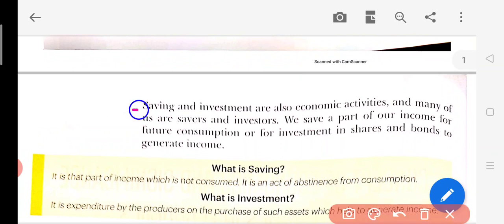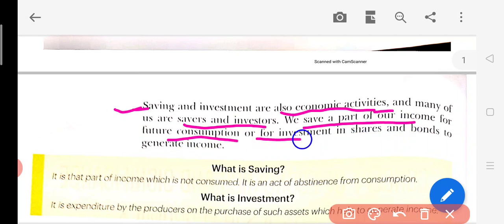Now saving and investment are also economic activity. This is the third thing here. Many of us are savers and investors. We save part of our income for future consumption or for investment in shares and bonds to generate income. Saving and investment are important economic activities.